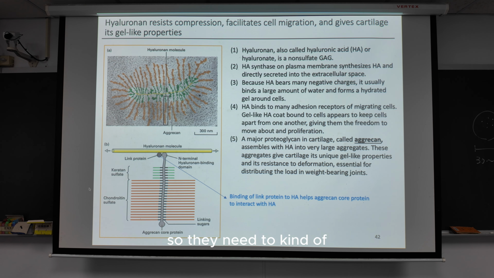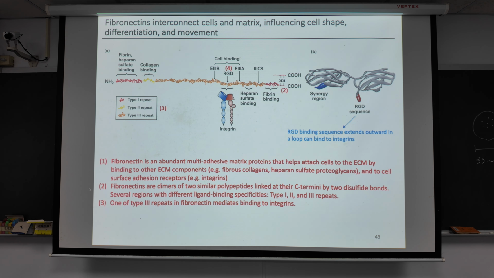Especially in some migrating cells, they are covered by a lot of hyaluronic acid on the surface of the cell. It will help them generate more space, and it helps them do the migration in the human body.